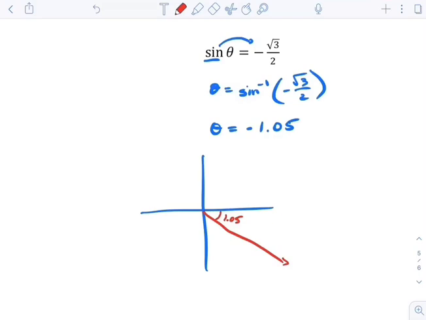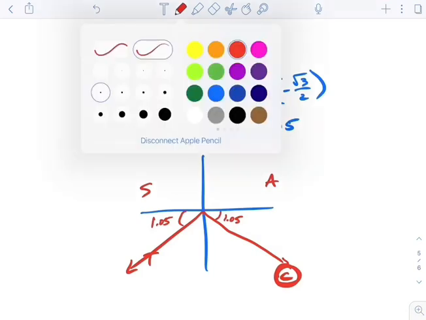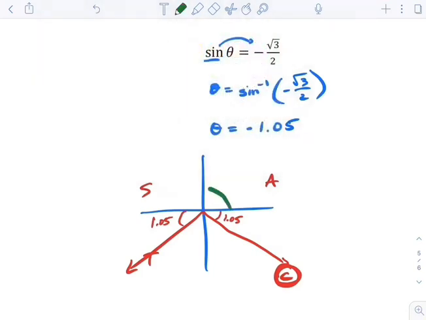Now, in this case, I know that our cast rule says sine is negative in this quadrant. And that's right, we got a negative value up here. That's proper. Where else is sine going to be negative? Well, it's going to be in the third quadrant as well, with a related acute angle of 1.05. So what I'm going to do is find the two principal angles associated with this. So the first principal angle will be pi plus 1.05.